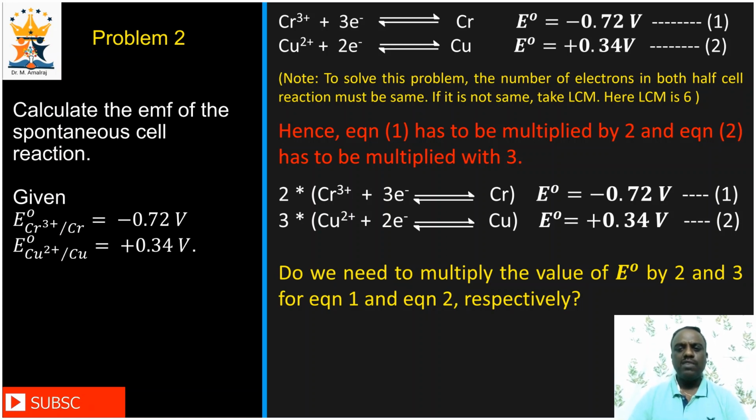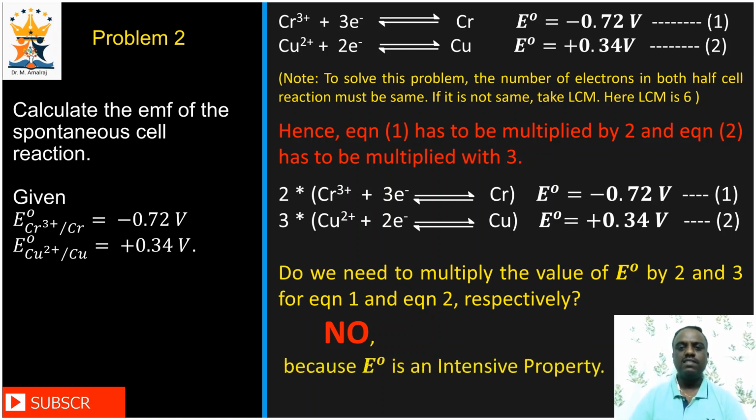Here only students often make mistakes. When they multiply the redox reaction by some factor to equate the number of electrons, they often multiply the E naught values also. Actually, we should not do it. We should not multiply the E naught value with any factors, because E naught is an intensive property. Recall what an intensive property is? Intensive property does not depend on mass.